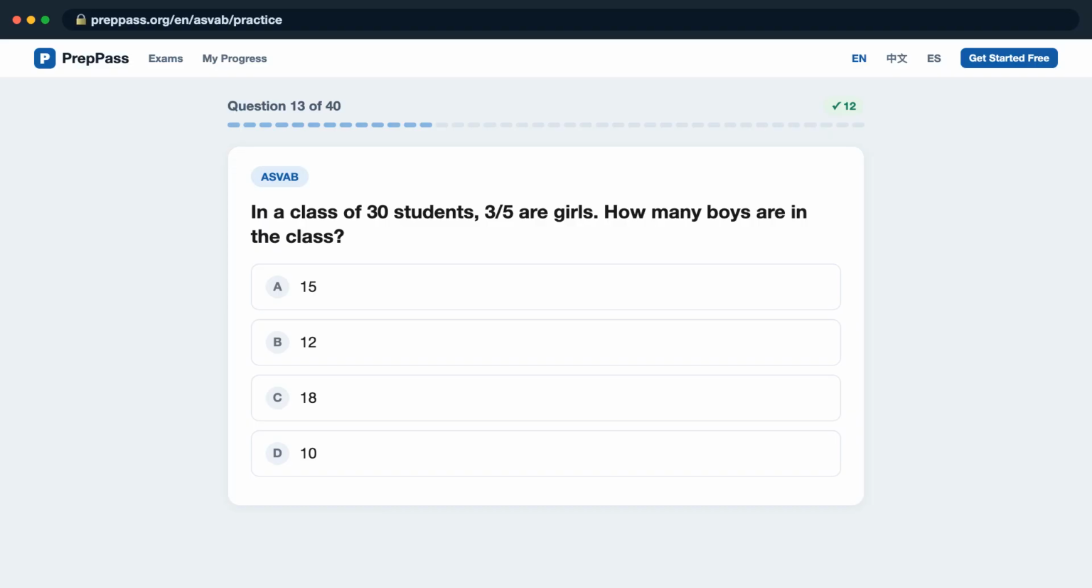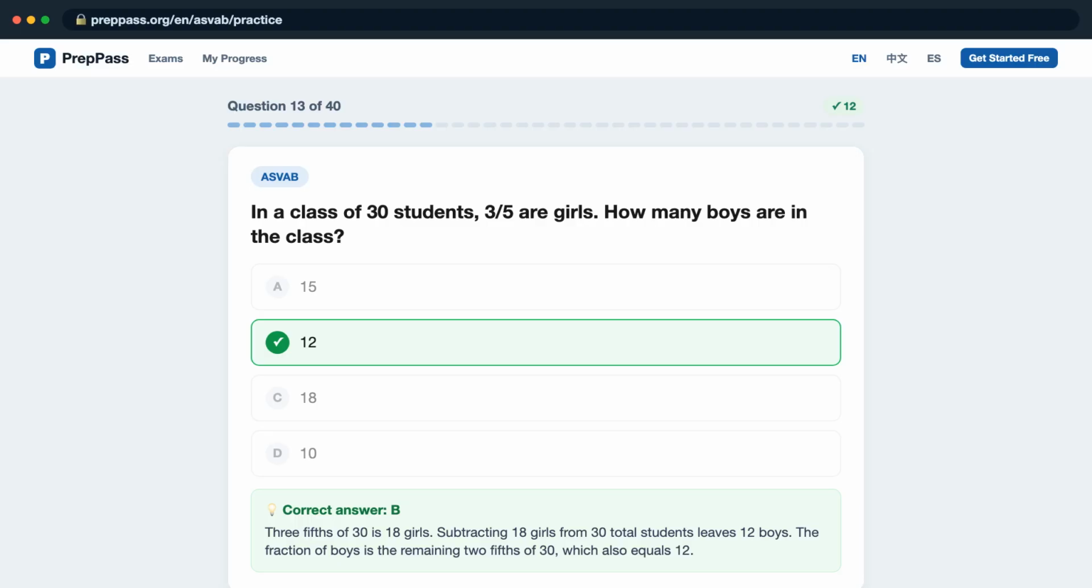Question 13. In a class of 30 students, 3/5 are girls. How many boys are in the class? Is it A, 15? B, 12? C, 18? D, 10? The correct answer is B. 3/5 of 30 is 18 girls. Subtracting 18 girls from 30 total students leaves 12 boys. The fraction of boys is the remaining 2/5 of 30, which also equals 12.